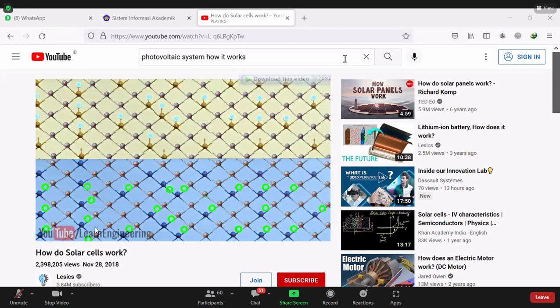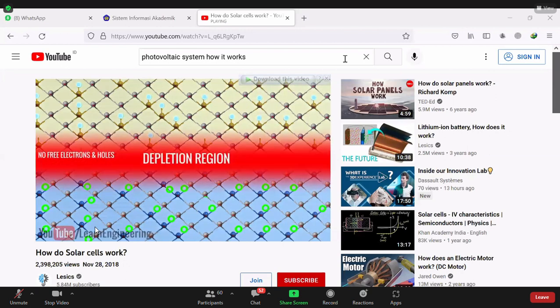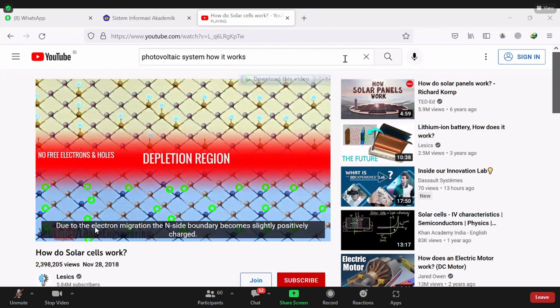Nah, this way, a depletion region is formed, itu ada jarak di situ ya, where there are no free electrons or holes. Due to the electron migration, the N side boundary becomes slightly positively charged.